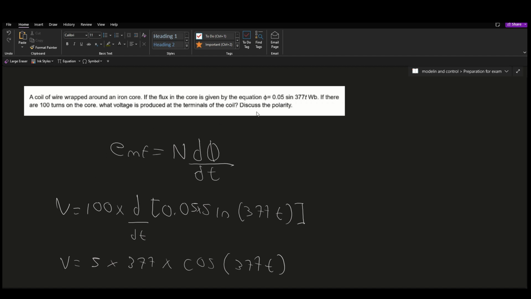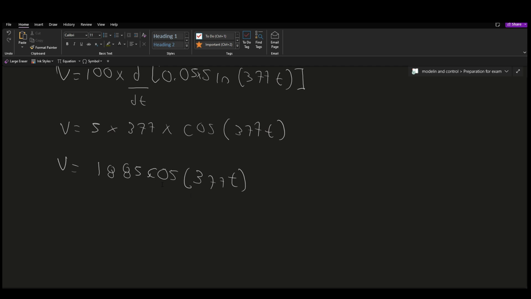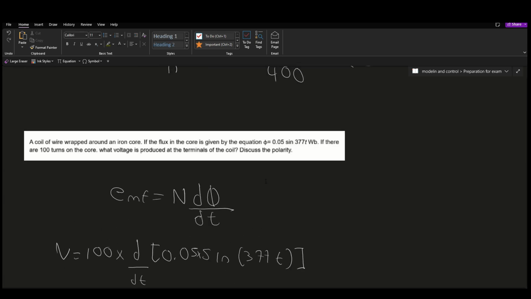And they are talking about the polarity. So in this case, the polarity doesn't really matter because we have a cosine. So if we were to plot this, we will have something like this. I'm sorry about my drawing. So we will have a plus and a minus, so the polarity will be changing. So this is AC, so there is no fixed polarity. And that is it. I hope this video helps you to study for your exams.